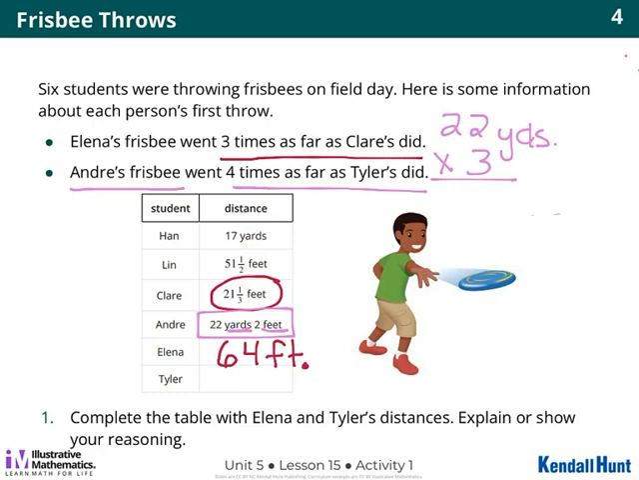Brooks. Okay. Kaylin? That's going to be 66 feet, right? But I need to add the 2 feet, right? So everybody, what is 66 feet plus 2 feet? 68 feet. So I know Andre threw it 68 feet. If Andre's frisbee went 4 times as far as Tyler's did, what am I going to do to solve this? Aaron. You're going to divide 68 and 4.